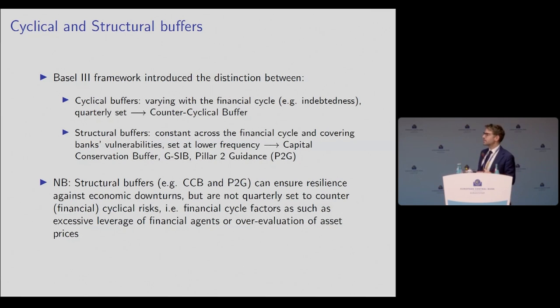A key important caveat here is that the structural buffers, like, for example, the capital conservation buffer and the P2G, can ensure resilience against economic downturns, but are not quickly set to counter financial risks. So, for example, if financial cycle conditions evolve, these are not going to be the buffers that move, but we are going to only see a movement in the calibration of the countercyclical buffer.